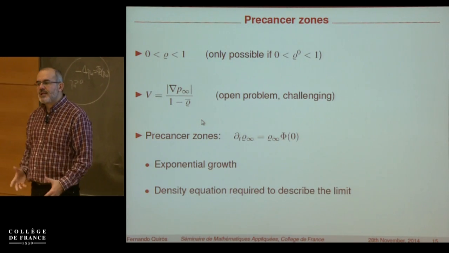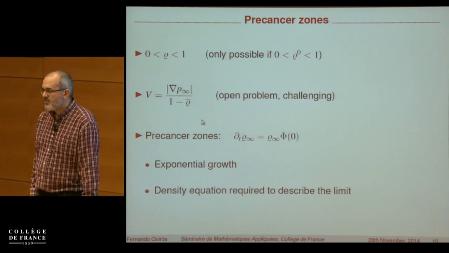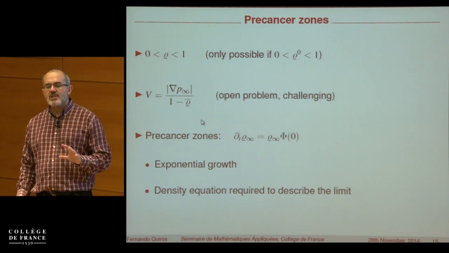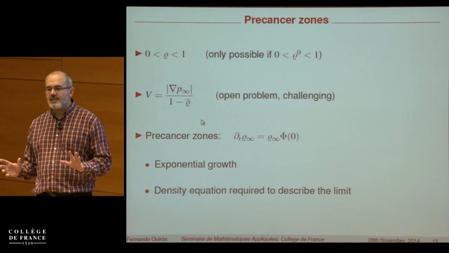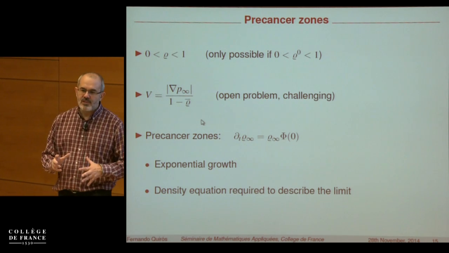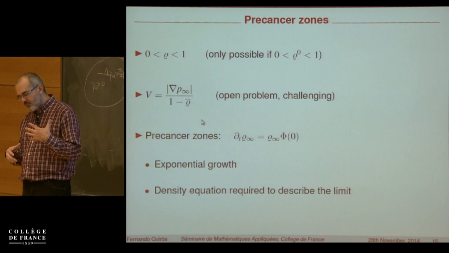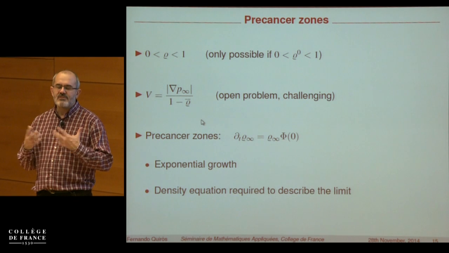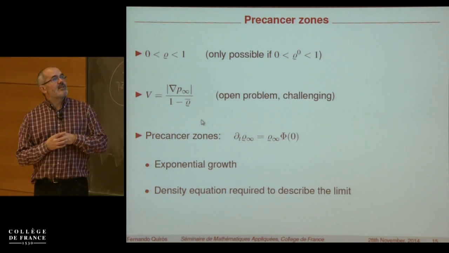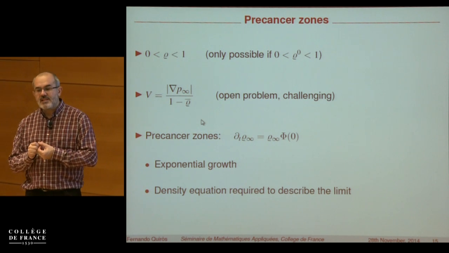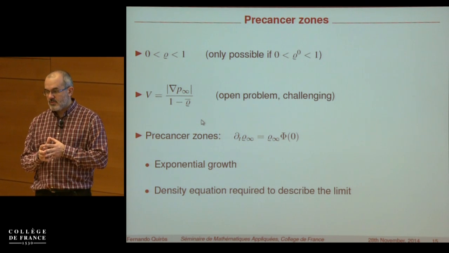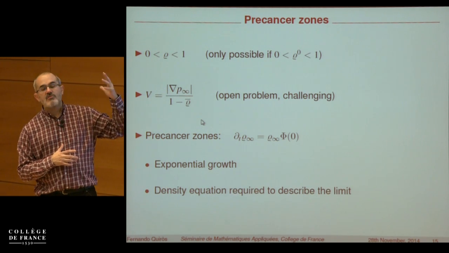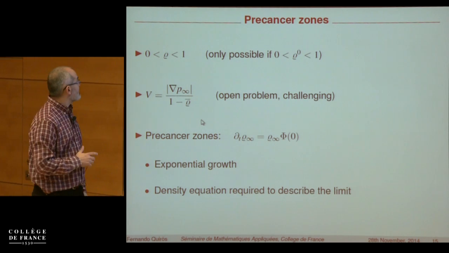But the thing is that our model allows for precancer zones. In our model, you still may have values of rho in the limit that are between 0 and 1. You may regard them as precancer zones. If you consider this as a phase change model, then this would be called a mushy region. This is only possible if the initial data already have these mushy regions. The model does not create regions where rho is between 0 and 1 unless they were already present at the very beginning.